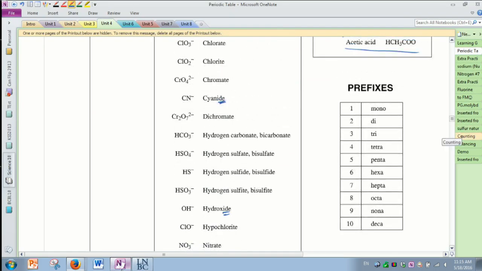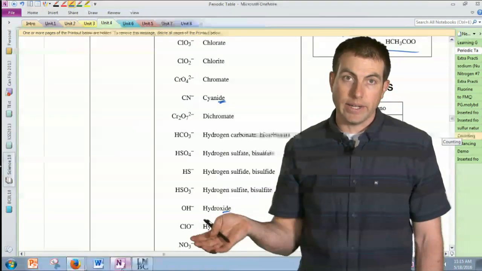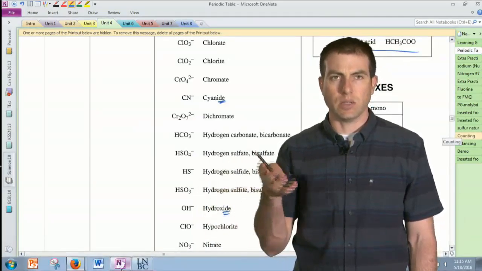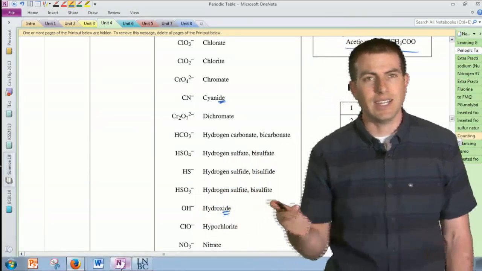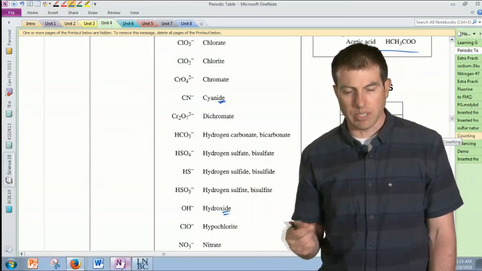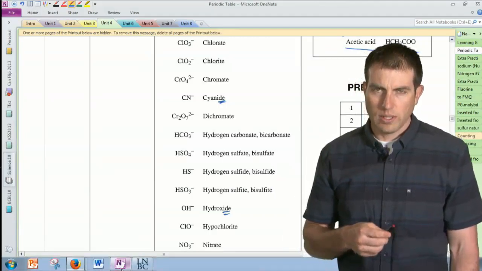So I guess when you're doing your naming, we talk about sodium chloride, and we see chloride, and we think, okay, chloride is chlorine, I look up Cl, it's there. But cyanide isn't on the periodic table, it's not an element, it's carbon and nitrogen bonded together covalently.